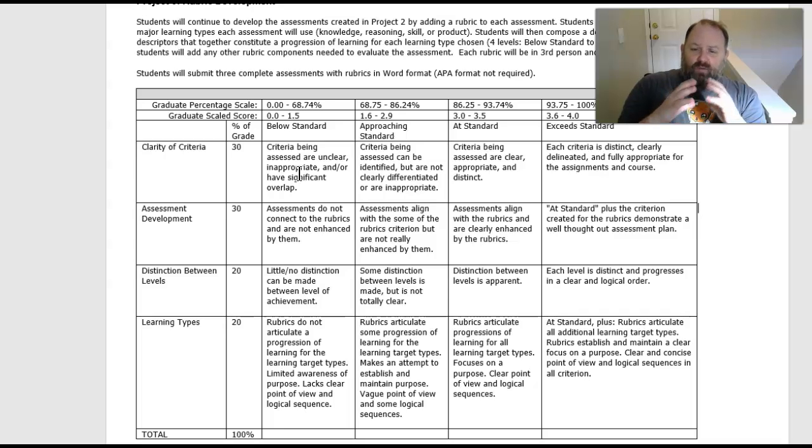That's the important thing. It's like, what is going to be below standard? What is that going to look like? All aspects of what that looks like. You want to have all those aspects.